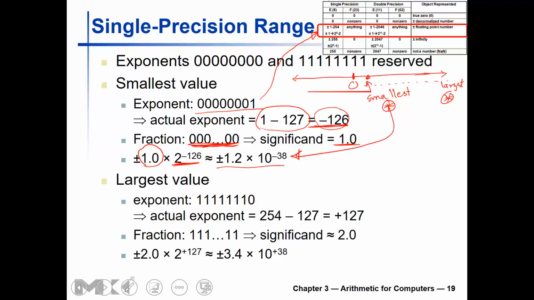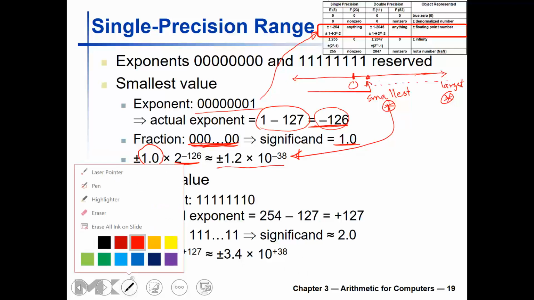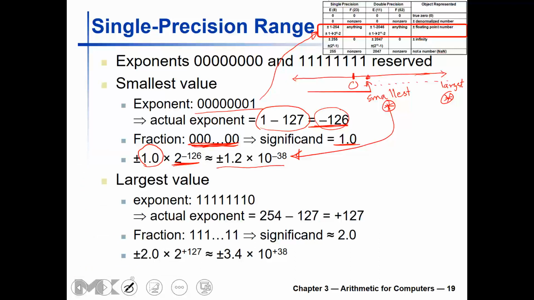In fact, now we will talk about denormalized numbers, and denormalized numbers live between the 0 and the smallest number. This area here is the area of denormalized numbers, which is between the 0 and the smallest number. These are the denormalized numbers between the 0 and the smallest number that can be represented in the form, which is right here. Well, how about if I'm looking at the largest value?